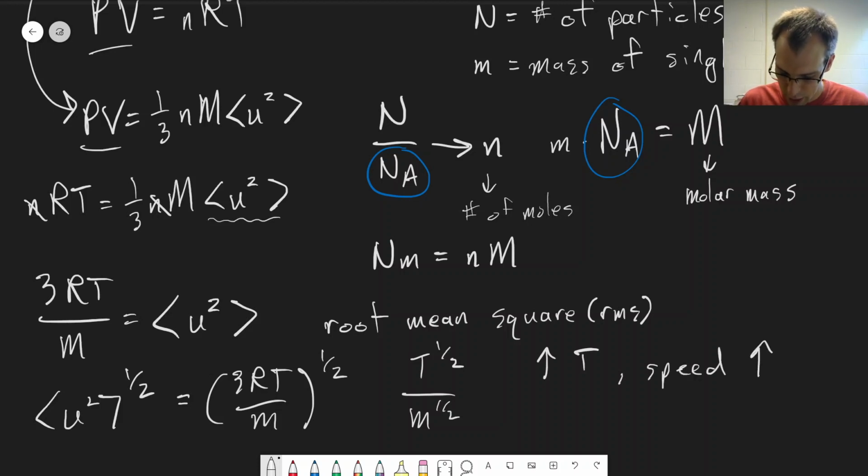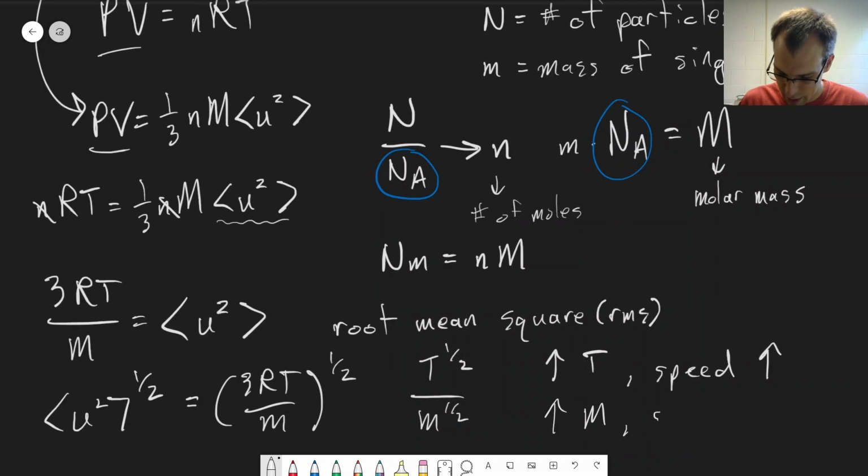Okay, so we can see that if we increase temperature, the average speed will increase. And if we increase mass, the speed will decrease. Right? These are inversely proportional. So if we have higher temperatures, the particles are moving faster. If we have lower temperatures, they're moving slower. And if we have larger masses, they're moving slower. Smaller masses, they're moving faster.